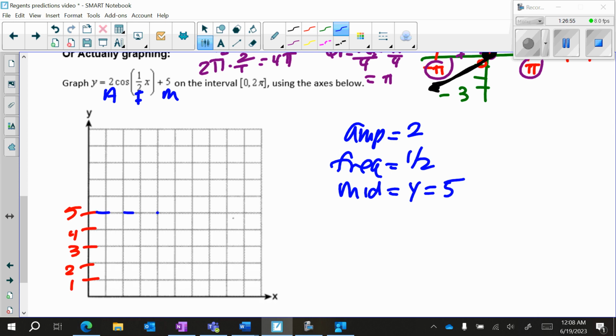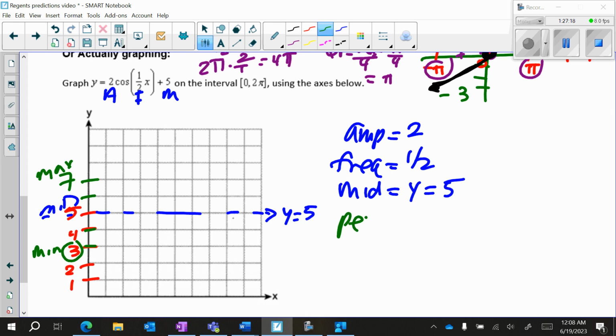So I would now go to 5 and do a dotted line. That's the midline. And then you're going to go up and down by your amplitude. So up 2 and down 2 of 5. 5 plus 2 is 7. 5 minus 2 is 3. So the minimum is going to be 3, the midline 5, and the maximum is 7.